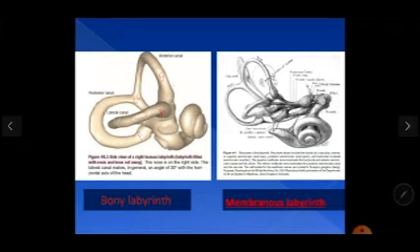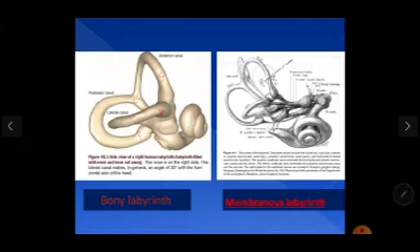Why these ampullated ends? They are important because they contain the cristae ampullaris, or crista ampullaris, and the sensory neuroepithelium is all contained in this area.